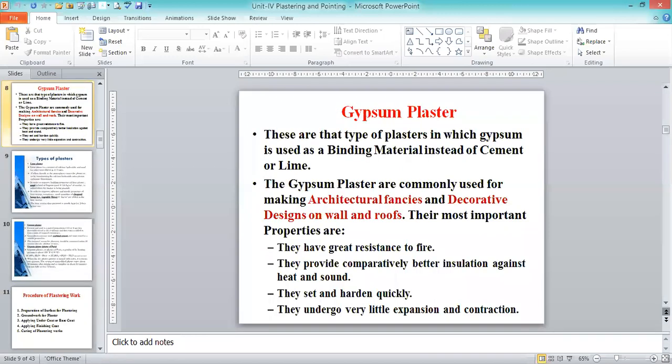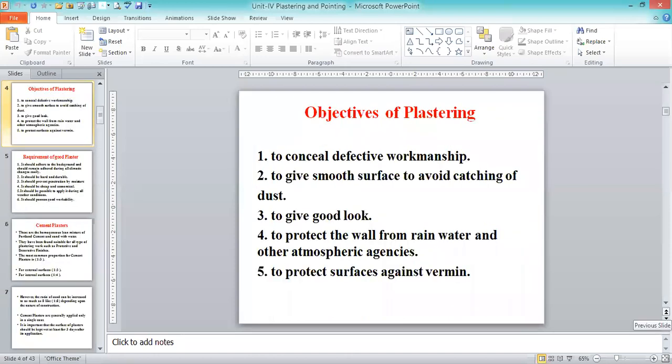Whatever plaster we use, the objectives of plastering are to conceal defective workmanship, because we are going to compare this with pointing. When explaining pointing, one should understand the objectives of plastering. To conceal the defective workmanship, and to give a smooth surface to avoid catching dust. If you do not do the plastering work, every wall exposed to atmospheric conditions will absorb dust, water and moisture.